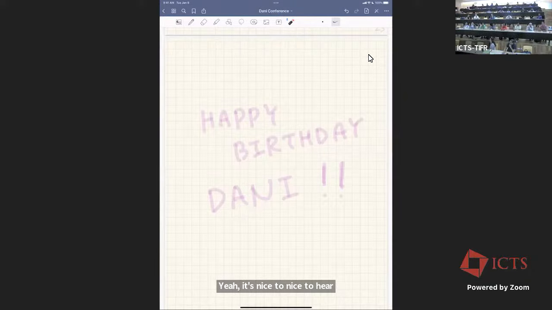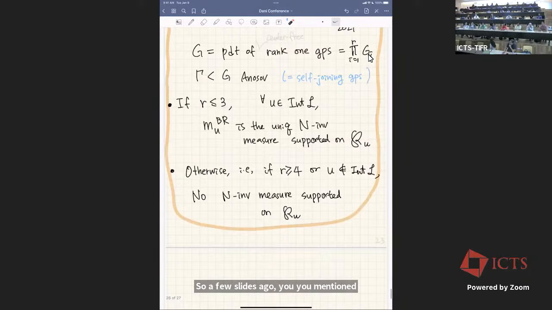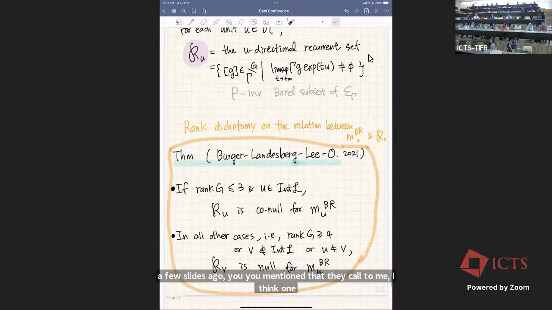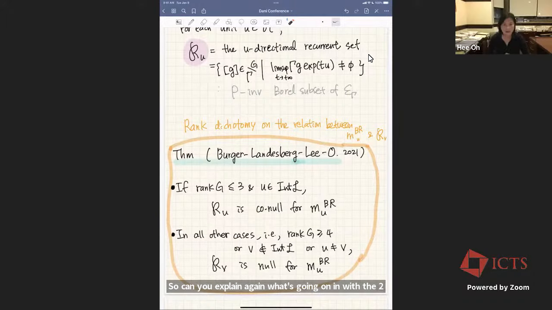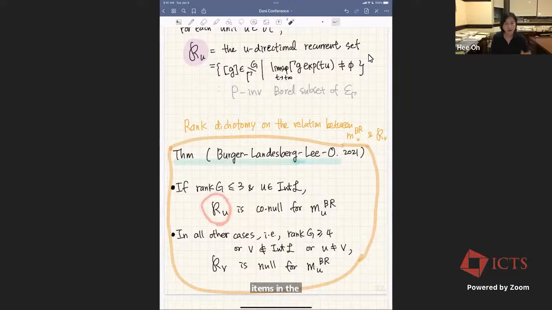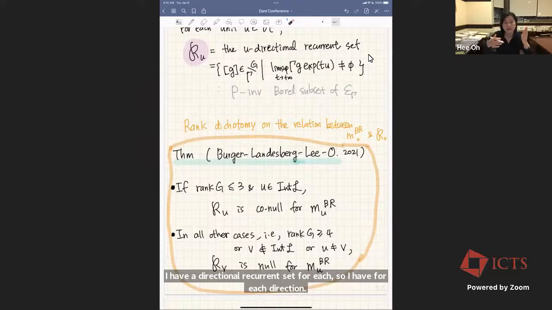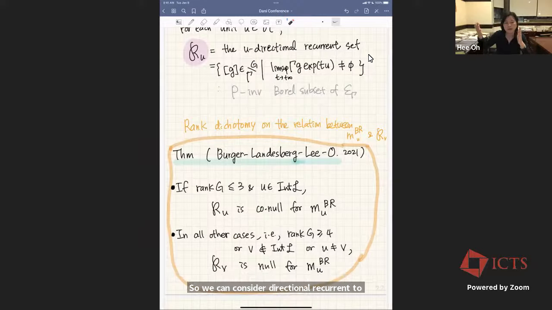So a few slides ago, you mentioned the dichotomy. I think one, yeah, and I just didn't get it. So can you explain again what's going on with the two items in the theorem? Right. So I have a directional recurrent set for each direction. And then for each direction, I also defined the Burger-Roblin measure in that direction, right?